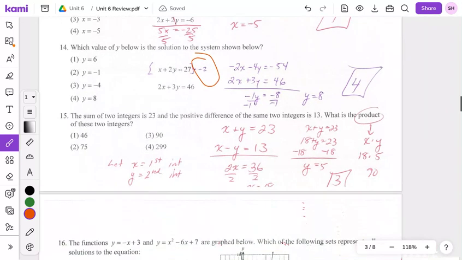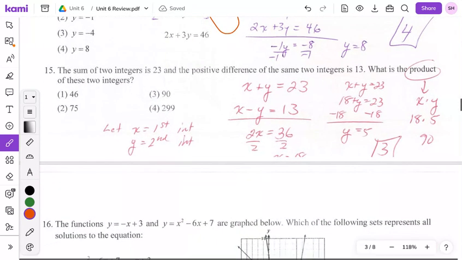All right, number 15 can be a little let statement that will help you out. I let x equal the first number and y equal the second number for two random integers, and it says their sum is 23 and their positive difference is 13. So I did x plus y is 23 and x minus y is 13, and that let me go ahead and use elimination to say 2x is 36 or x is 18.